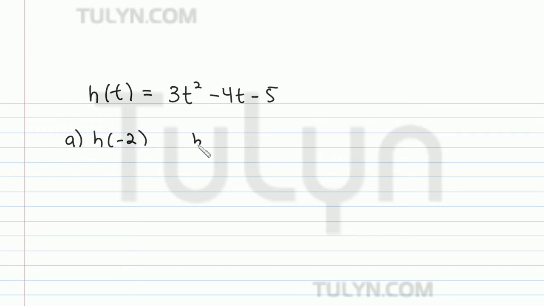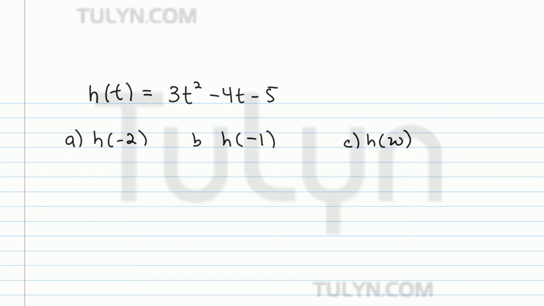So say you have a function that looks like this. H of t, where t is the independent variable, is equal to 3t squared minus 4t minus 5. And I want you to find h of negative 2, h of negative 1, and then h of w.